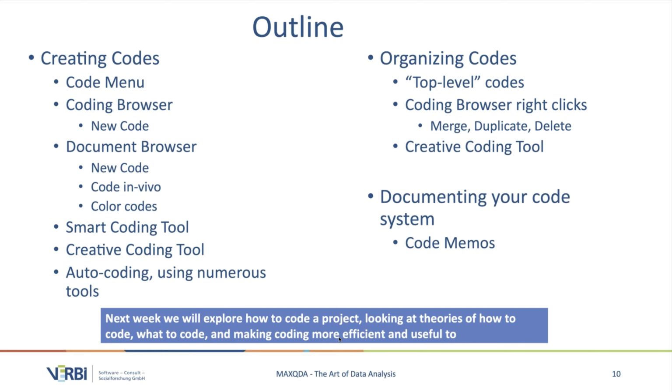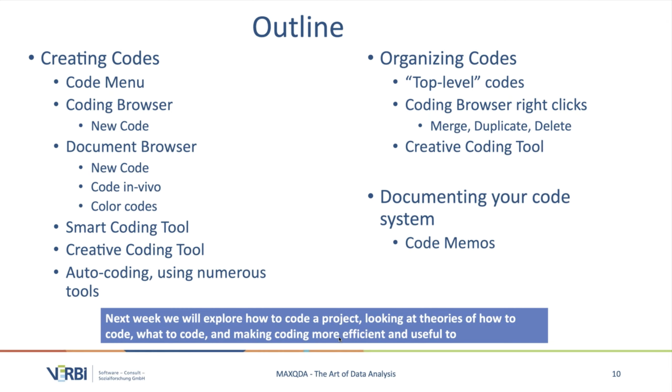The bulk of what we do in MAXQDA involves coding. That's what the software is really for. So today we're going to talk about the ways in which we can build a coding system. We're going to talk about the ways we create codes. We'll look at the Codes menu. We'll look at creating codes from within the Coding Browser. We'll talk about creating codes and give examples of creating codes in the Document Browser, and we'll talk about in vivo codes. I'll show you a fantastic example of in vivo coding.